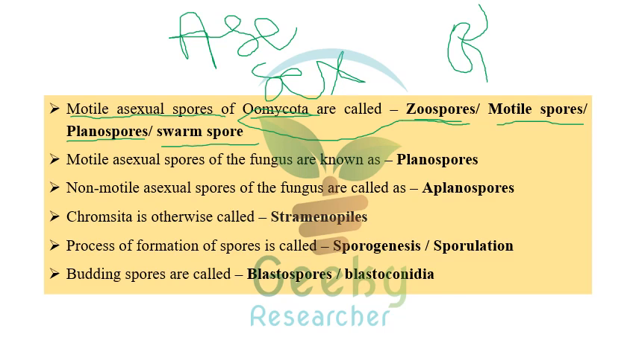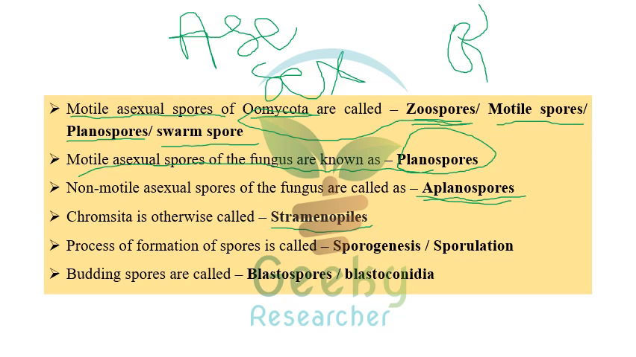Swarm means swimming. For swimming we use hands, right? In the same way, the spore uses this flagella. So motile asexual spores of fungi are normally known as planospores. We can also call zoospores planospores, because they use it for motility. And non-motile asexual spores of fungi are known as aplanospores. Aplano means it can't move, having no flagella, so it can't move. The Chromista is otherwise called Straminipiles.